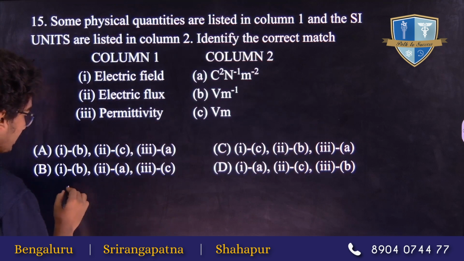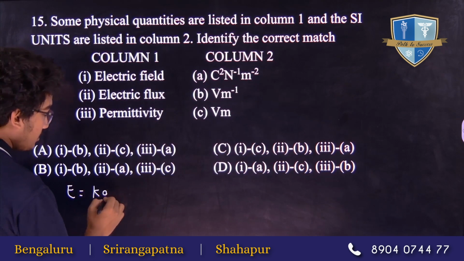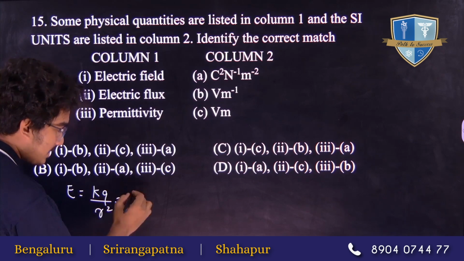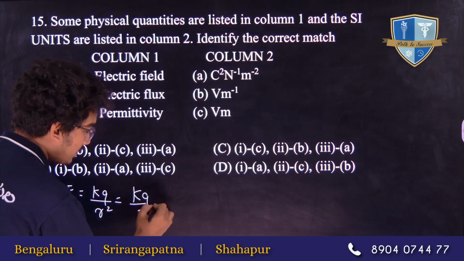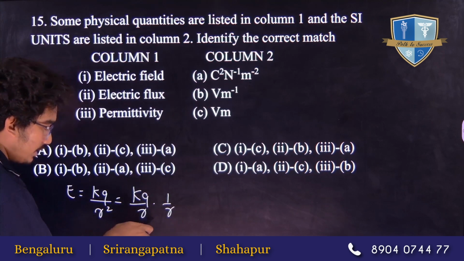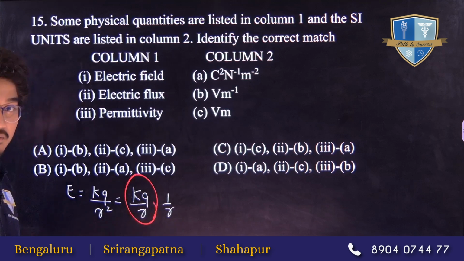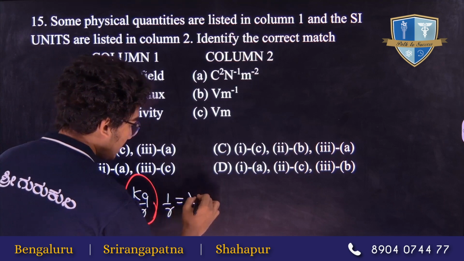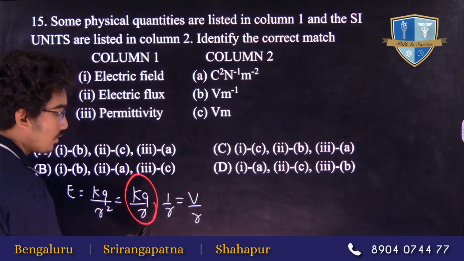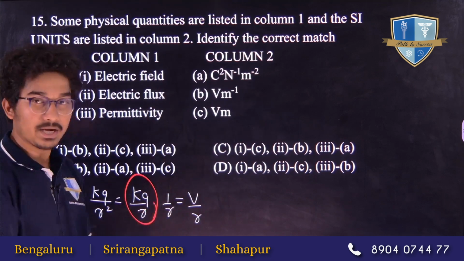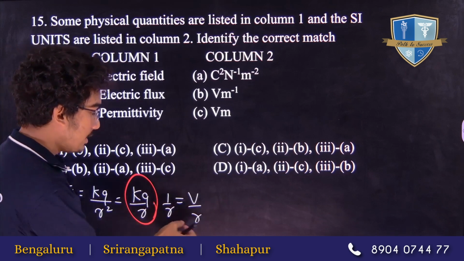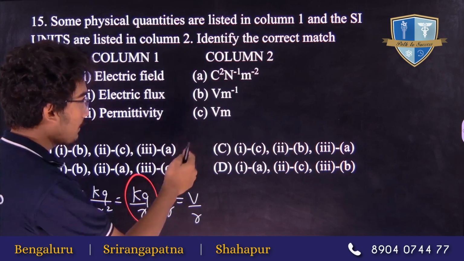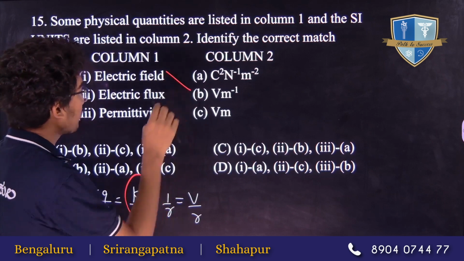The electric field formula that we know is KQ by R square, and we can write this as KQ by R into 1 upon R. So KQ by R is the formula for electric potential. So this is nothing but electric potential divided by R. The unit for electric potential is volt, and the unit for R, which is our distance, is meter. So volt per meter will be our correct answer for electric field.